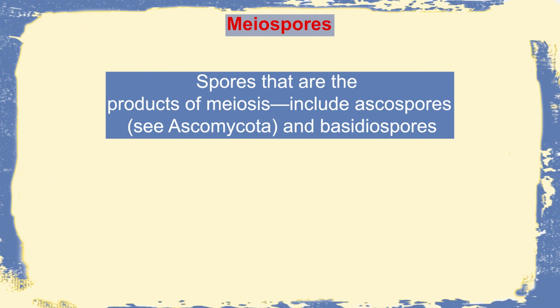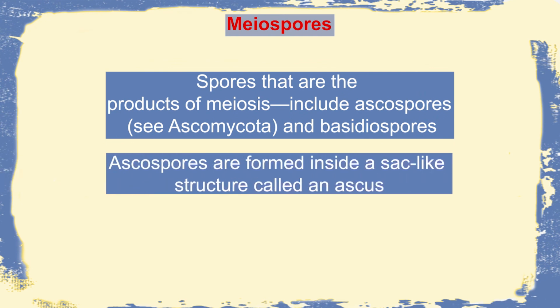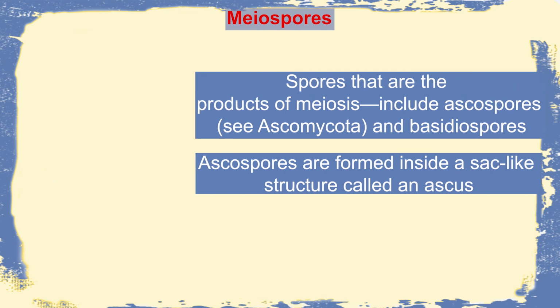But another type of spore is the meiospore. Why is it so called? It is because the diploid structure which is produced by fusion of two gametes will undergo reduction division or meiosis and produce haploid spores, and that's why the name meiospores comes. And it includes the ascospores found in Ascomycota or basidiospores found in Basidiomycota.